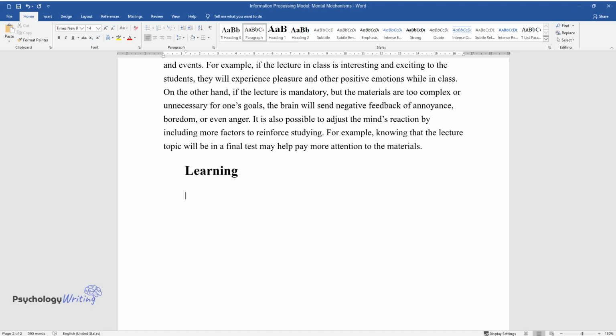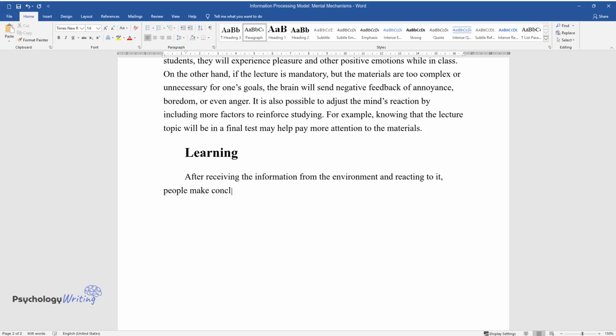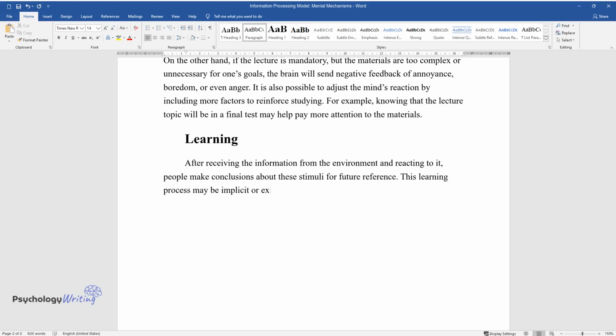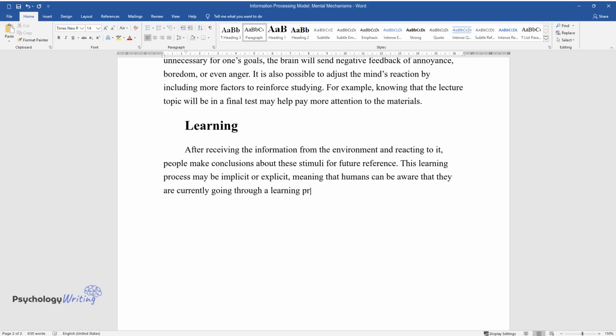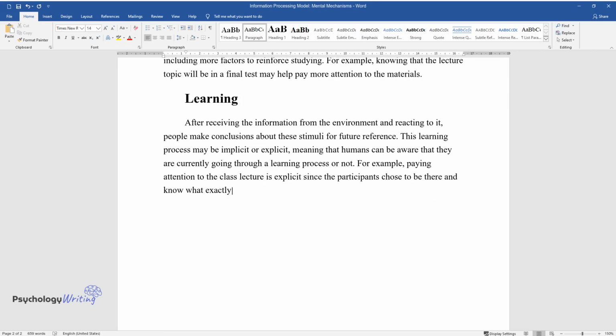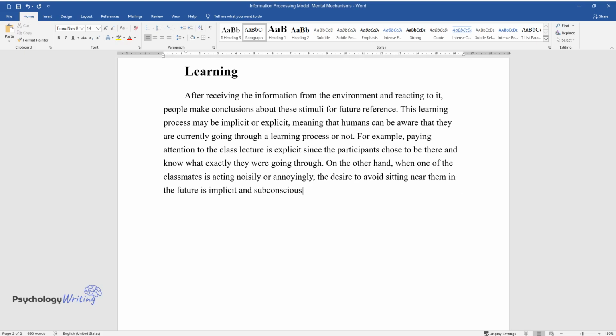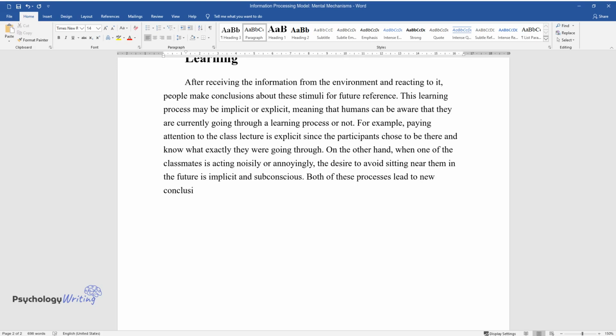Learning. After receiving the information from the environment and reacting to it, people make conclusions about these stimuli for future reference. This learning process may be implicit or explicit, meaning that humans can be aware that they are currently going through a learning process or not. For example, paying attention to the class lecture is explicit since the participants chose to be there and know what exactly they were going through. On the other hand, when one of the classmates is acting noisily or annoyingly, the desire to avoid sitting near them in the future is implicit and subconscious. Both of these processes lead to new conclusions made by the brain.